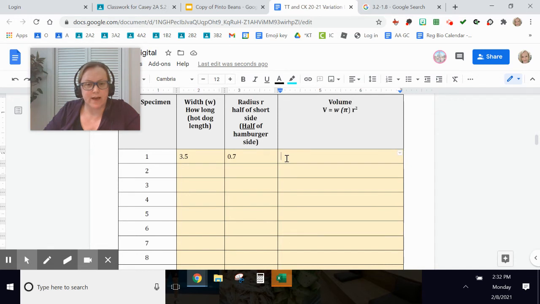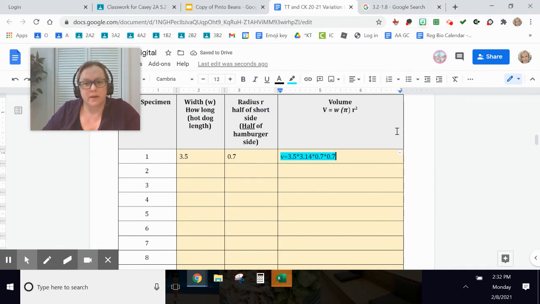Last but not least, to do volume here, you would take volume equals the hot dog length, which is 3.5, times pi, which is 3.14, times the radius squared. So the radius squared is the same thing as saying the radius multiplied by the radius. And in this case, our radius is 0.7, and we need to multiply that again because we're squaring it, 0.7.